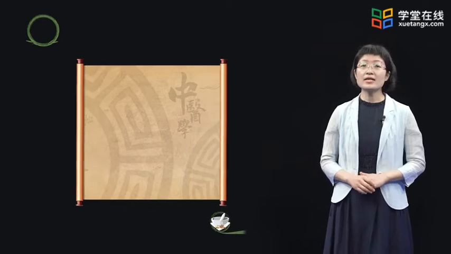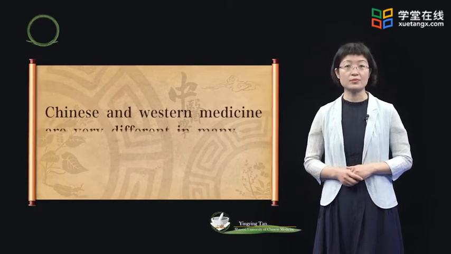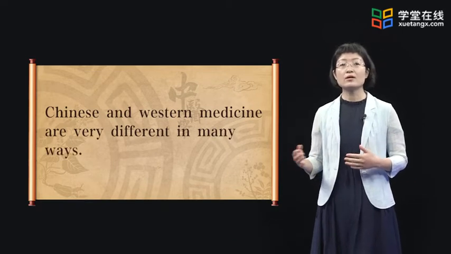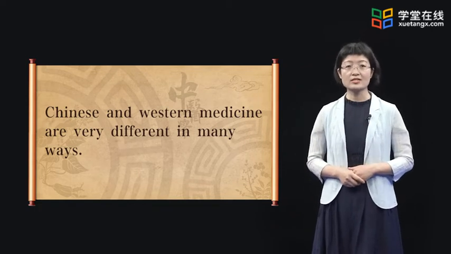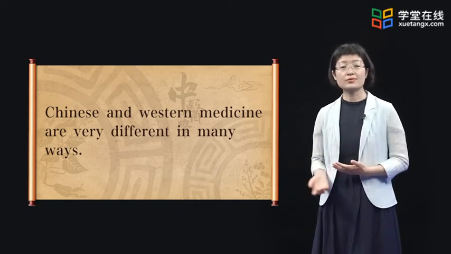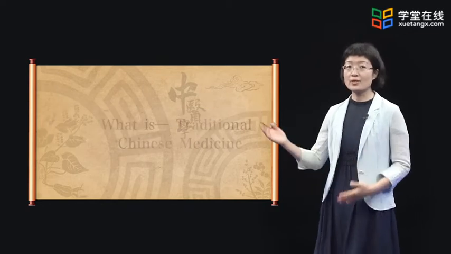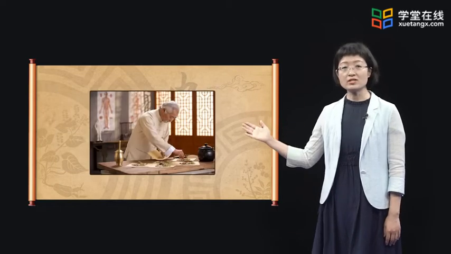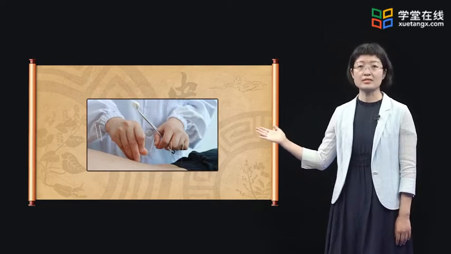From the simple case, we can see there are quite a lot of differences between Western medicine and TCM in their history, recognition of the body, and diagnostic technologies, as well as therapeutic methods. Therefore, we should think about what traditional Chinese medicine is. What are the main features of TCM? What kind of medical system does TCM belong to?